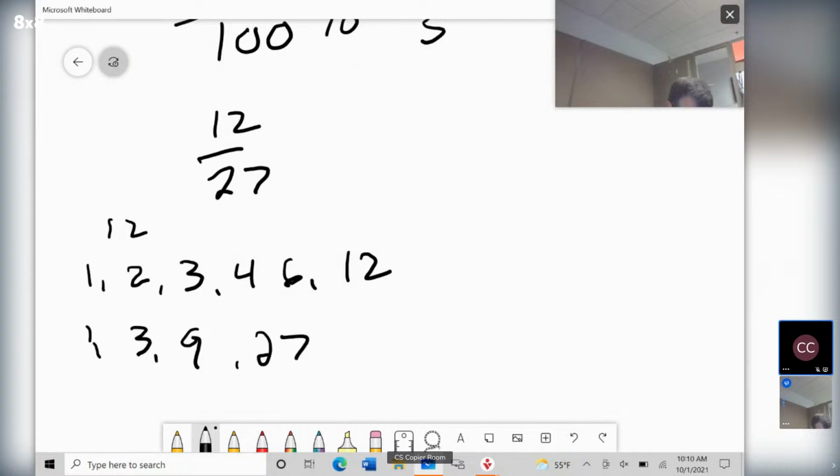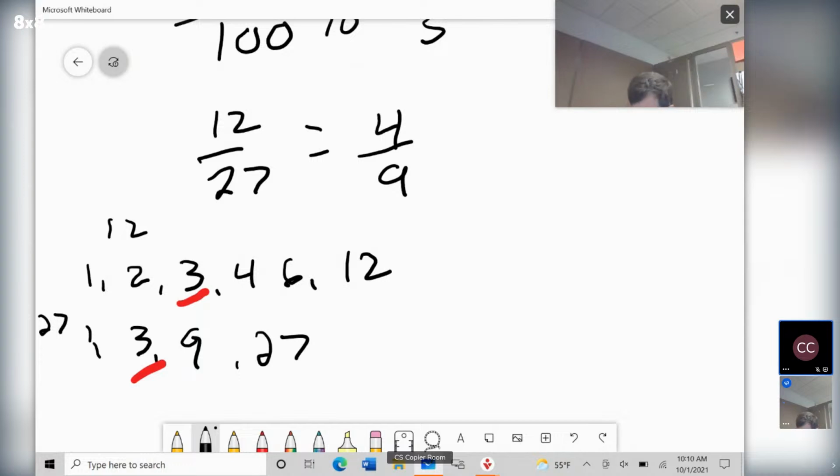Then we have 27. So if we look here at the 27, we're going to see, oh, the greatest common factor is 3. And I'm going to take 3 out of both of those. So that's going to become 4/9, because 3 would go into 12 4 times, and 3 goes into 27 9 times.